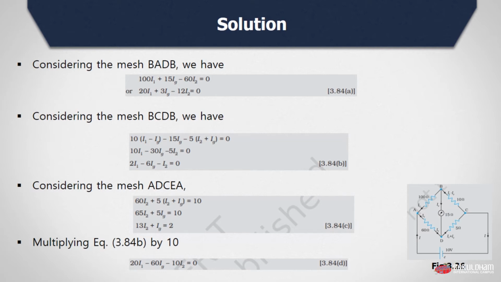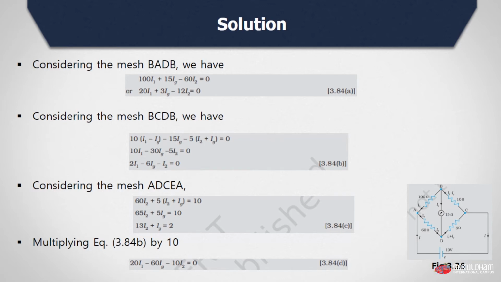Now considering the second mesh BCDB, we have 10 into I1 minus Ig, minus 15 Ig, minus 5 into I2 plus Ig equals 0, or 10 I1 minus 30 Ig minus 5 I2 equals 0. By simplifying this, we get 2 I1 minus 6 Ig minus I2 equals 0. Taking the common factors and simplifying, the equation 2 I1 minus 6 Ig minus I2 equals 0 is our equation 3.84b.